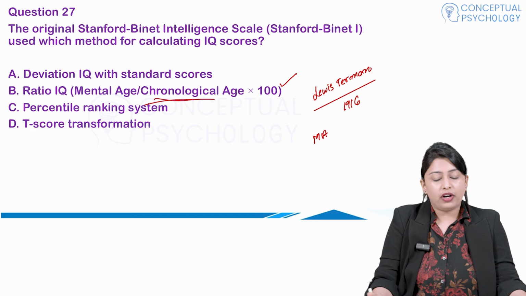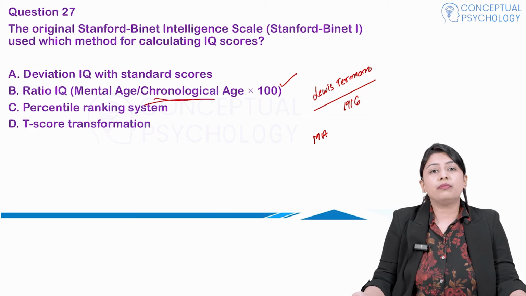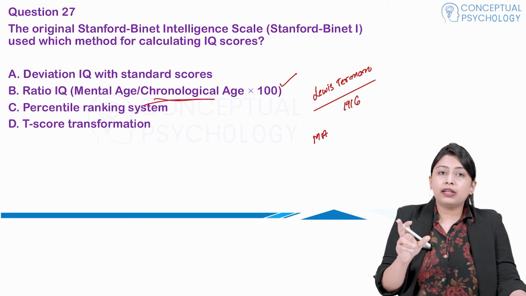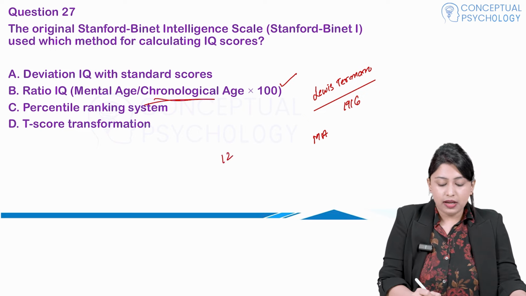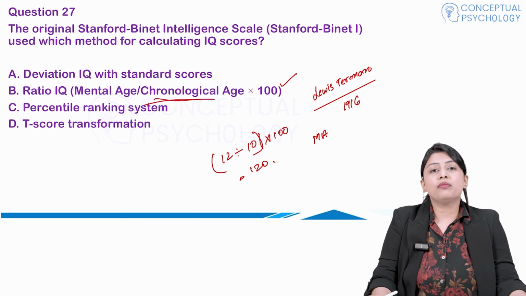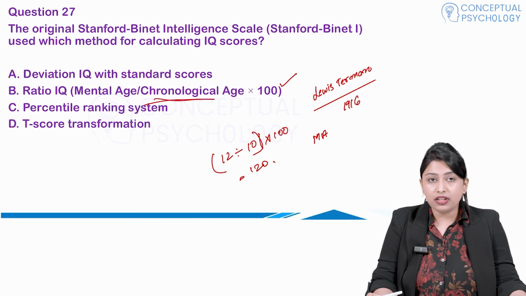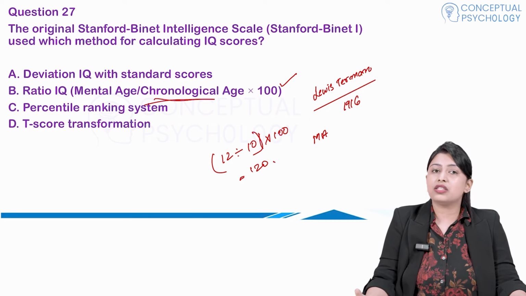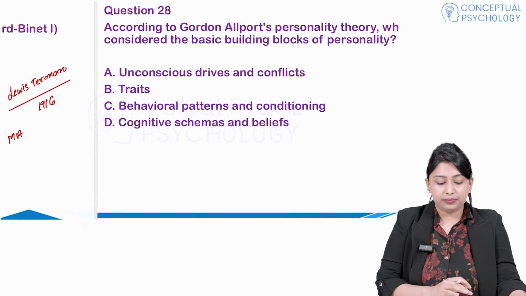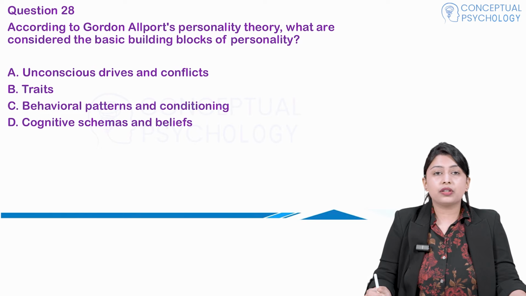So, for example, if a 10-year-old child performed at the level of an average 12-year-old, their IQ would be calculated as 12 divided by 10 into 100, which is 120, right? So this ratio method was revolutionary for its time, and it provided a standardized way to compare intellectual functioning across different ages. Next question.